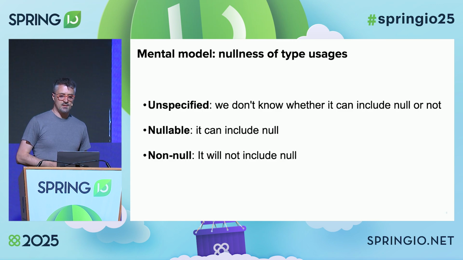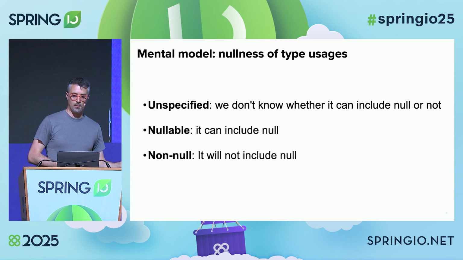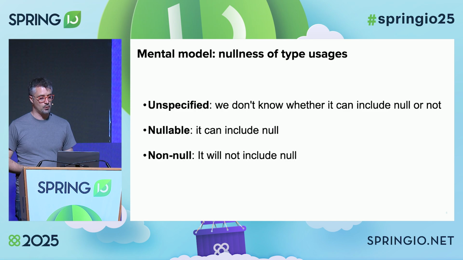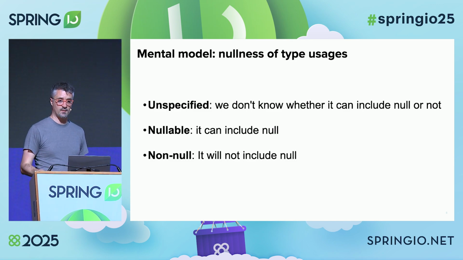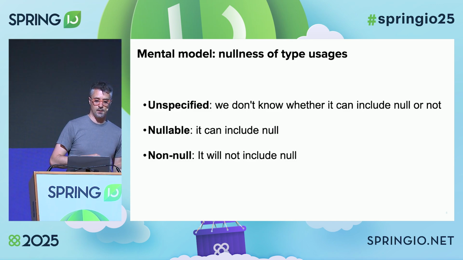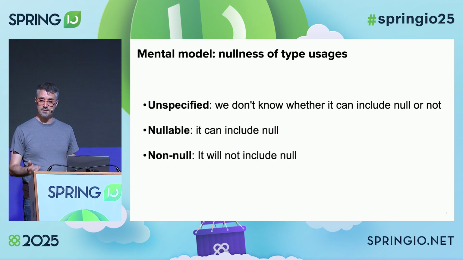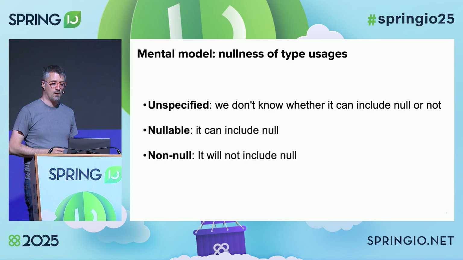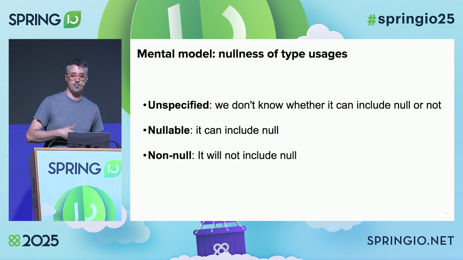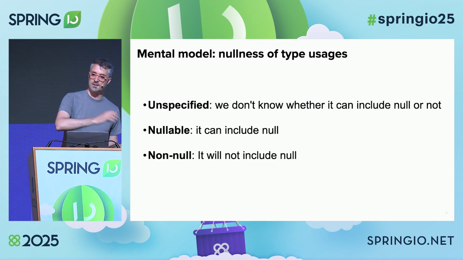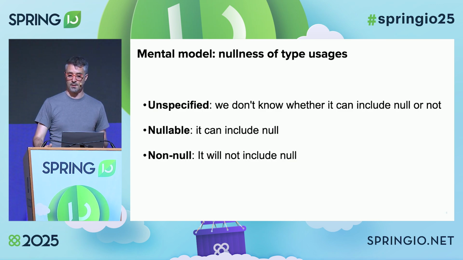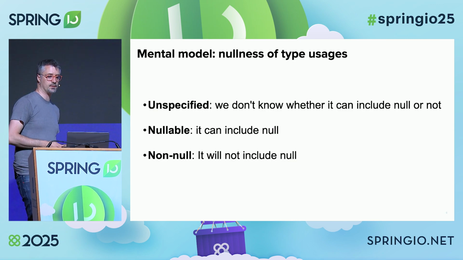The mental model to have is not a two-state thing. Sure, you have nullable, which can include null, and non-null, which will not include null, but the third state, unspecified, which is the Java default, is super important. It's super important because we are not going to change Java defaults. Kotlin's default is non-null. Java's default will remain unspecified, and even if you are using JSpecify, when you are dealing with libraries that are not using JSpecify, it's very important to know that those types have unspecified nullness in order to have good interop between the code that is nullness annotated and the code that is not. So three states, very important.